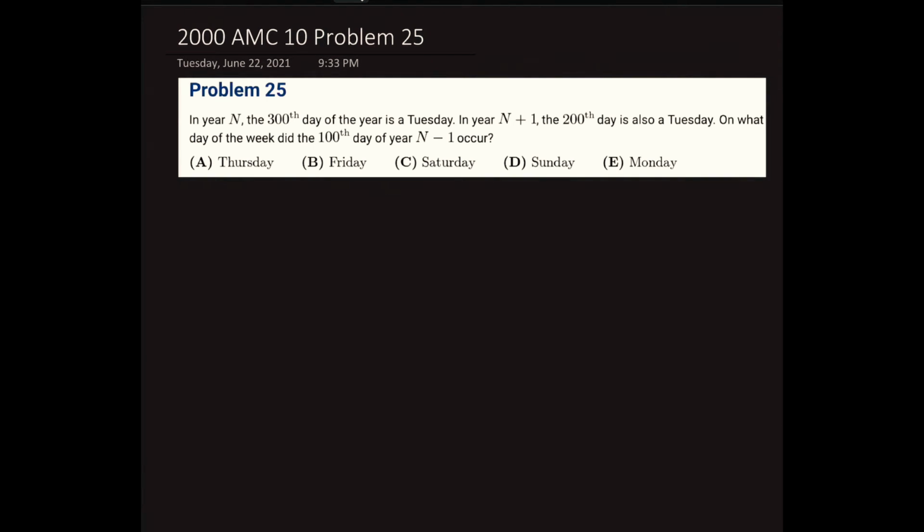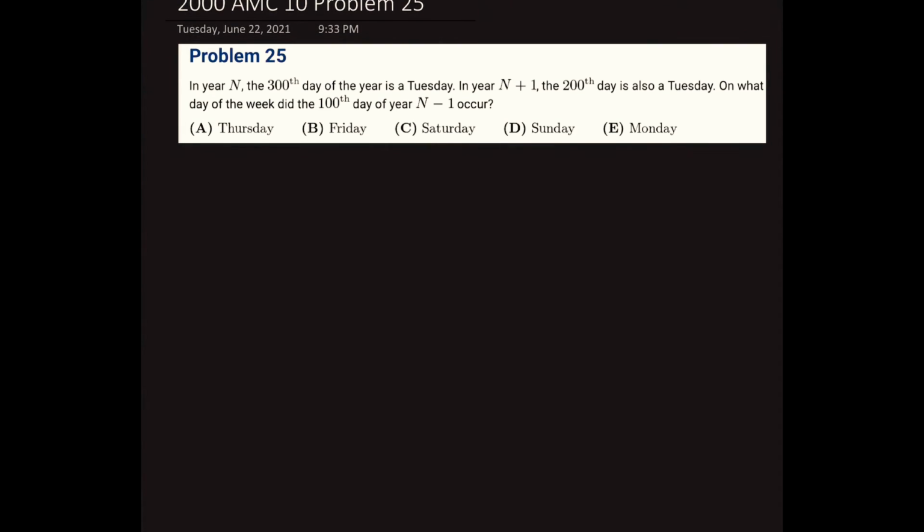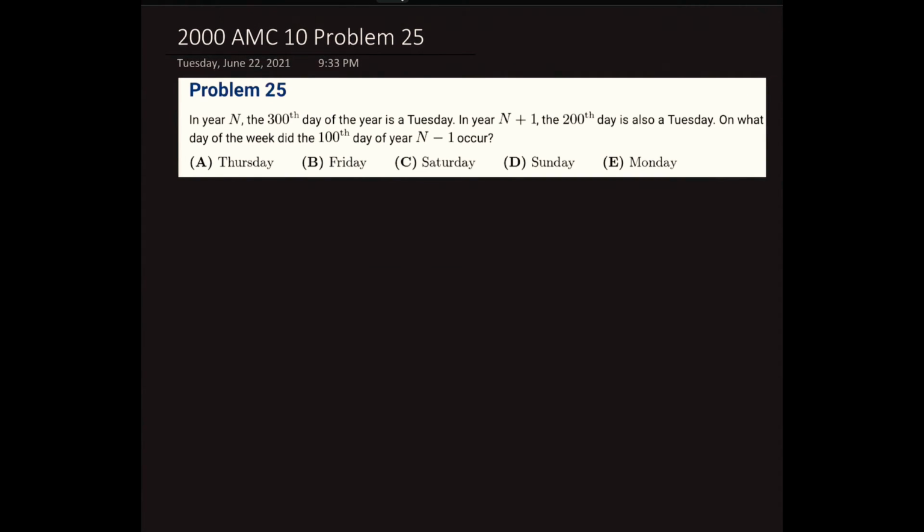Something important to know about years is that if the 300th day of a certain year is a Tuesday, then in year n plus 1, the 300th day is going to be a Wednesday, unless year n plus 1 is a leap year, in which case it's going to be a Thursday, since we added an extra day. We can see this because when we divide 365, the number of days, by the number of days in a week, we get 52 with a remainder of 1. And that remainder of 1 is the addition of 1 day.